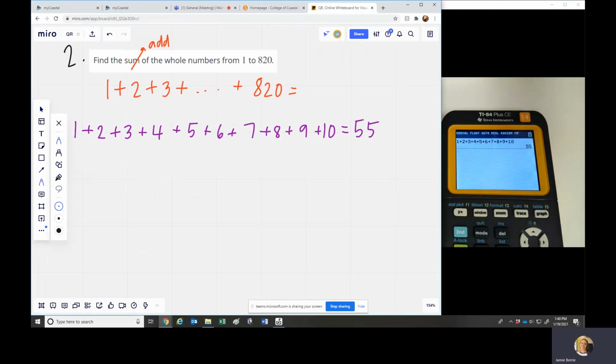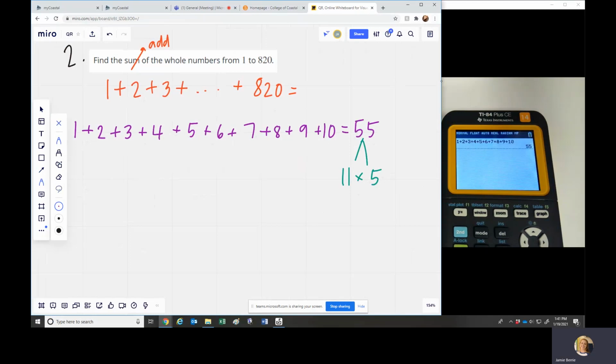So let's see if we can identify a pattern here. I'm going to leave the calculator up on the screen because we're going to have to use it in a minute. Okay, so what are two numbers that multiply to give you 55? 11 and 5, right? 11 times 5 would give you 55. Let's see if we can find a pattern with these numbers, 11 and 5.